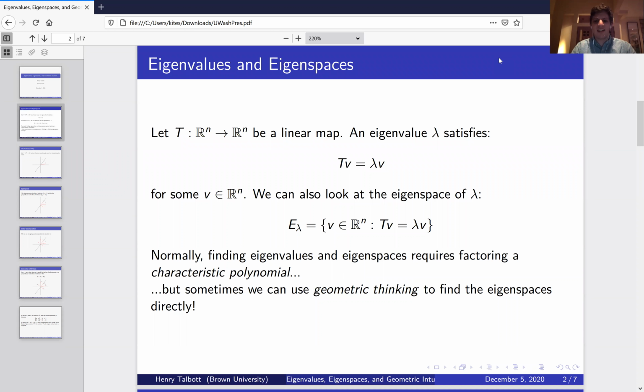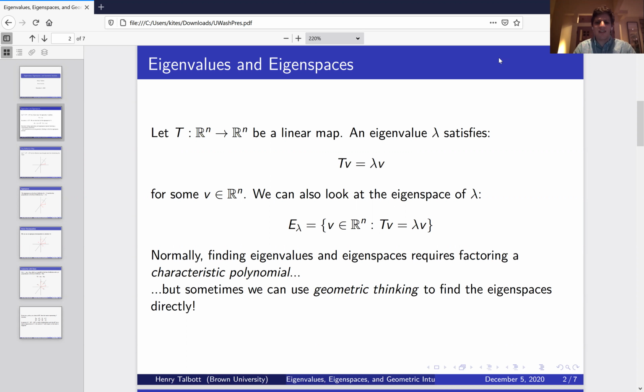We can also look at the eigenspace of lambda, which we'll define as E lambda. This is the set of all vectors v in R^n such that Tv equals lambda v. In other words, these are all the possible vectors we could choose to verify that in fact lambda is an eigenvalue of T.